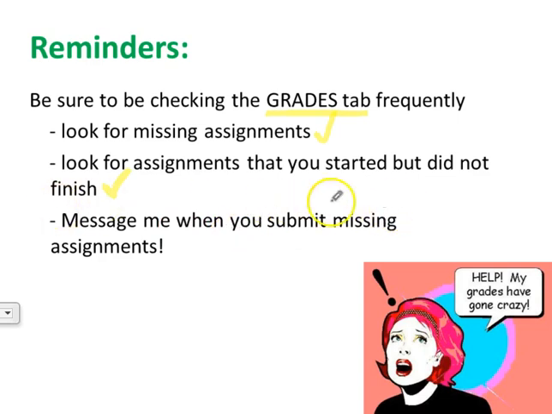And then a big reminder, remember you have to message me when you submit missing assignments. If you don't message me, I'm not going to know to grade those. So I need you to advocate for yourself. Let me know, just send me a quick email, say, Miss Cole, I submitted Unit 2, Session 9. Also, you need to let me know when you submit redos as well.